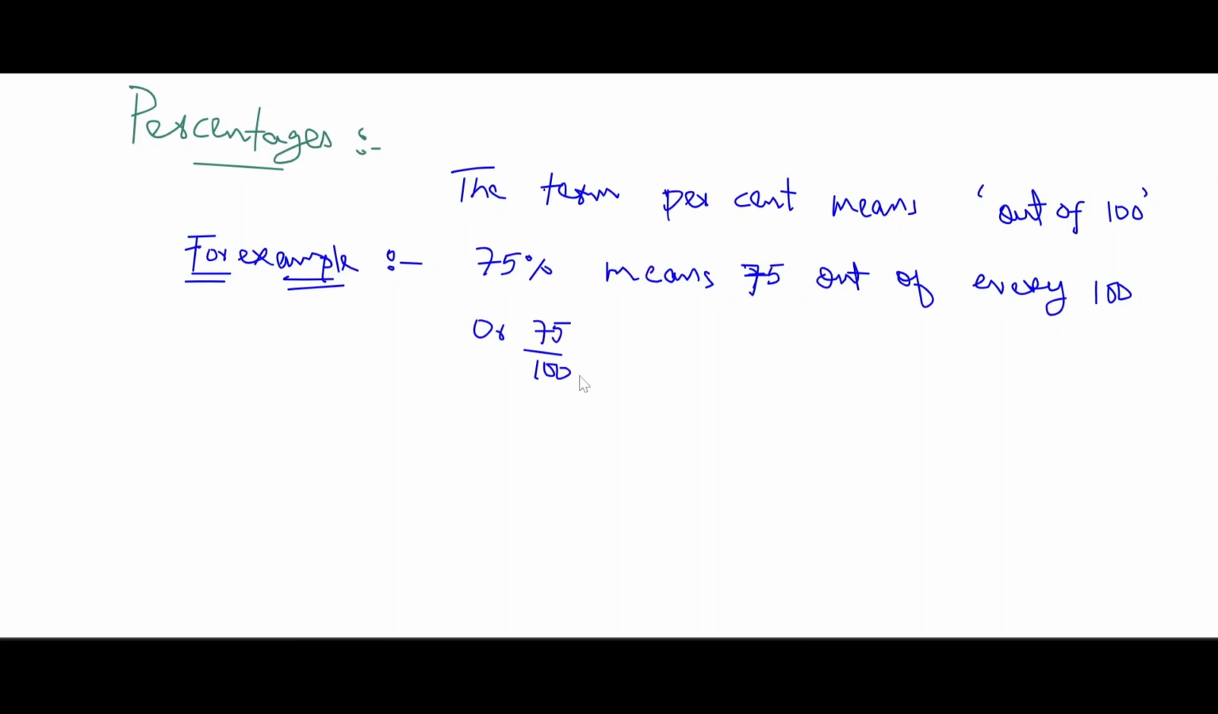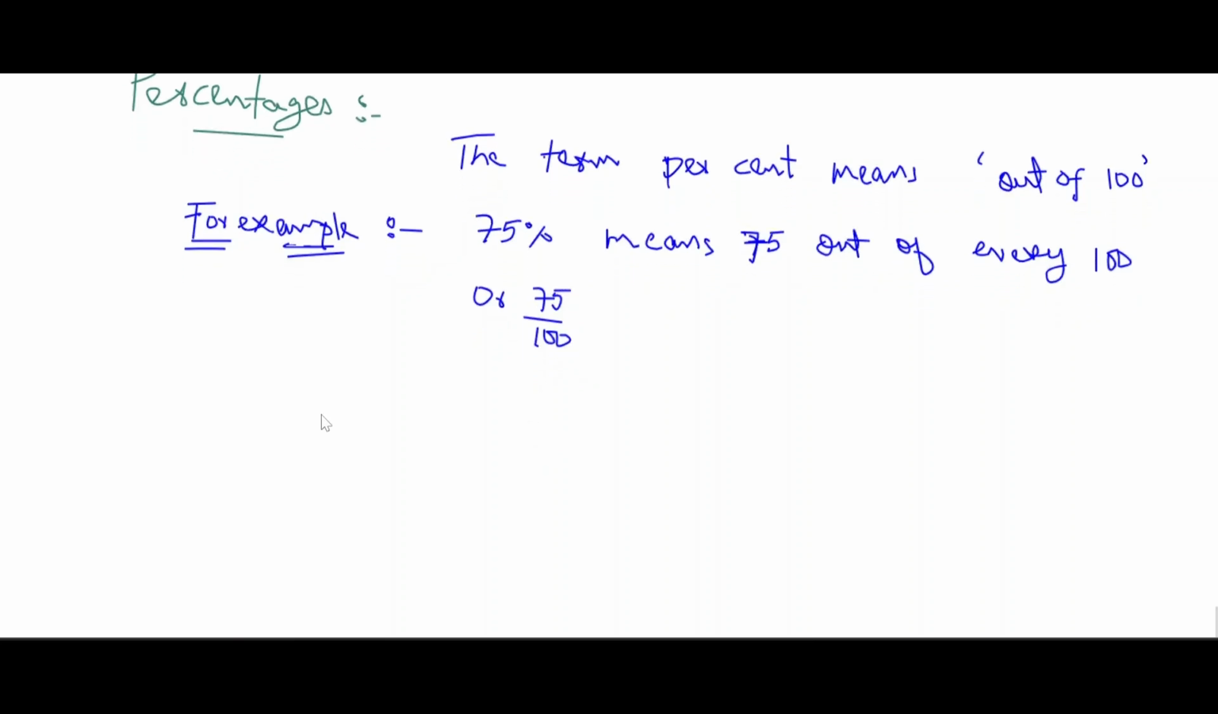When we skip the sign of a percentage, we will give 100 as the denominator. 75 divided by 100, which in decimal can be represented like this, 0.75.